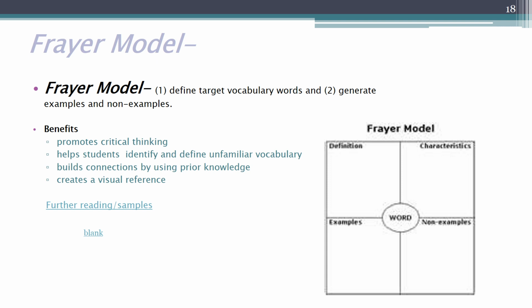Characteristics. And then on the bottom, here's the strength of this model. It's finding students generating examples and non-examples. They have to think critically to do that. They have to connect to their prior knowledge. And the resulting model creates a visual. It's a way that kids can refer back to it and have an ongoing tool to use to support them.